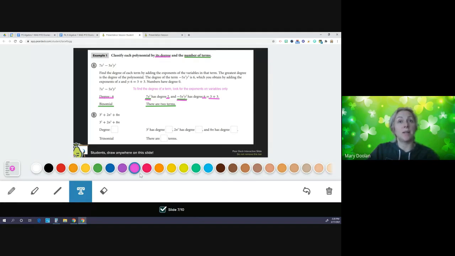If it's just a number, this is pretty interesting. Numbers have degree of 0, because if it's just a number, there is no variable. So it's just 0.